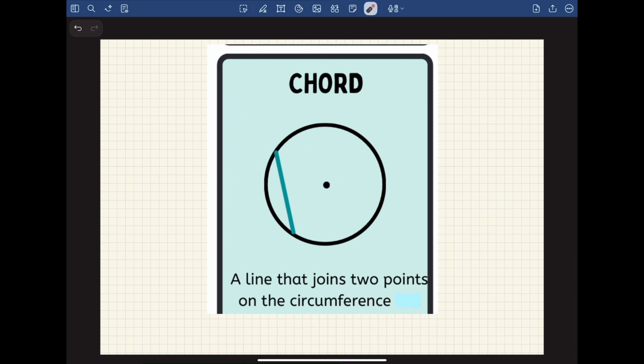Also, the longest chord of the circle, any guesses? Yes, it's the diameter. So we have 2 points here. If it passes through the center, then this will be classified as the diameter. So diameter is a special chord. It is the longest chord of the circle.